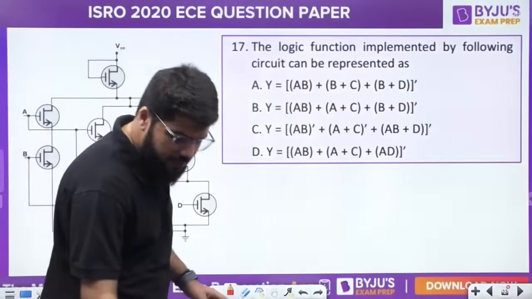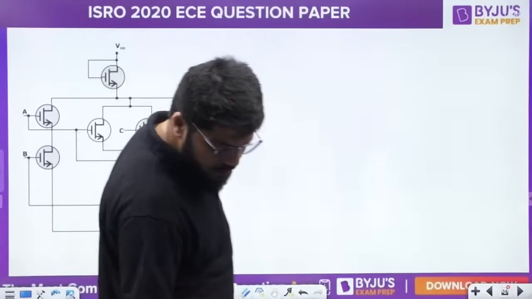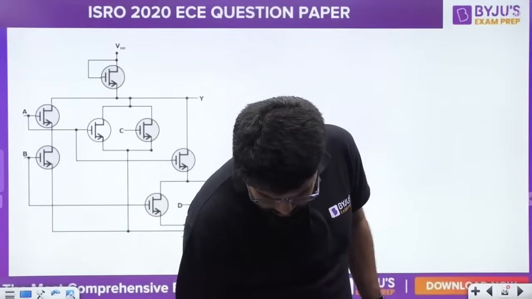If you only take this particular part, let me show it separately. If you only take this particular part, and let me also invite Ashu sir.